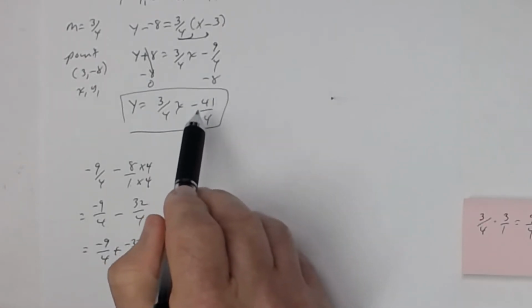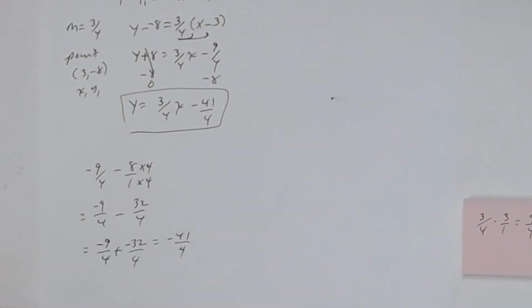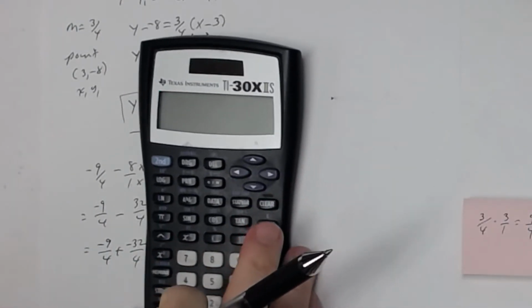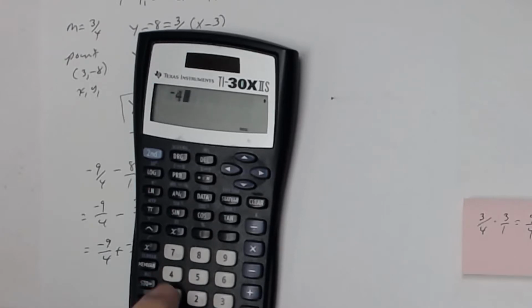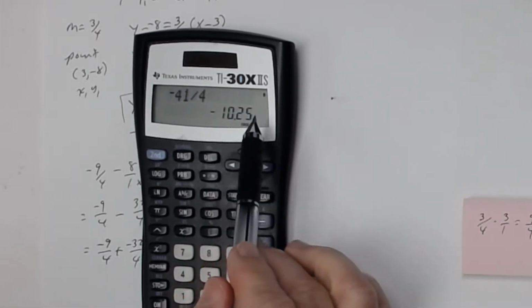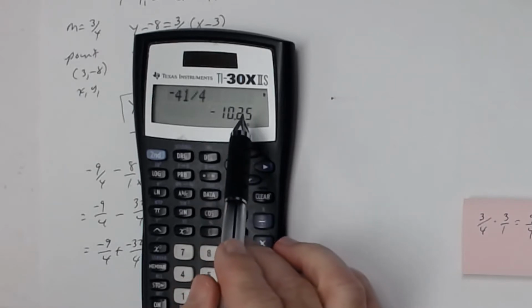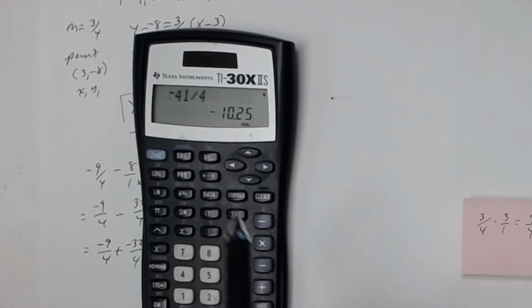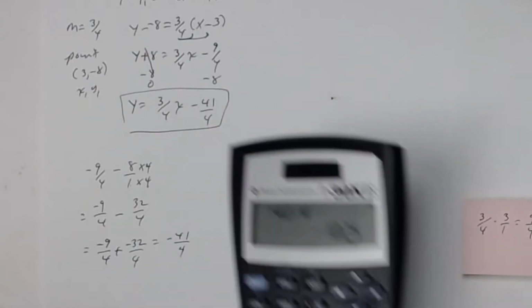So the y-intercept is negative 41 fourths. If you look at it in terms of a calculator, that's negative 41 divided by 4. That means the graph is going to cross the y-axis at negative 10 and a fourth, so negative 10.25. Okay.